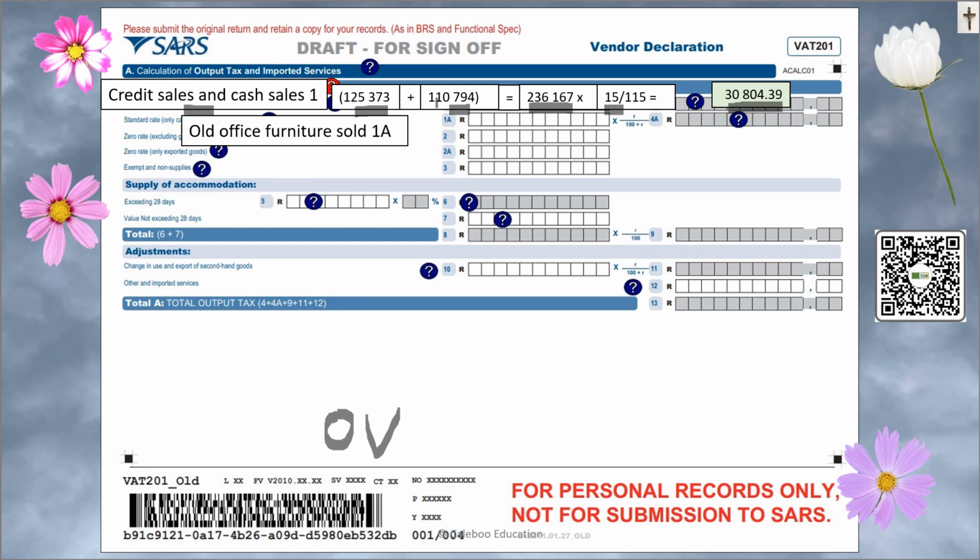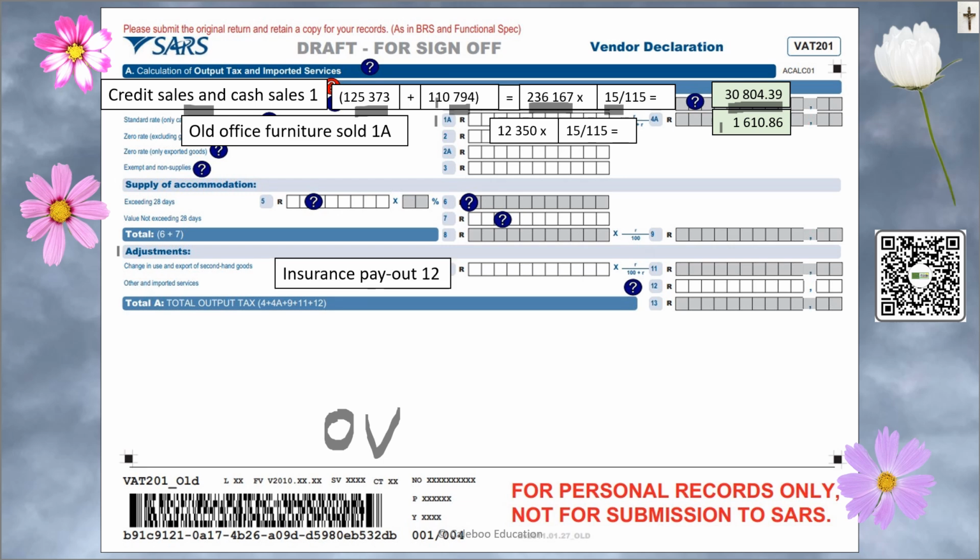There was old office furniture sold. There's output VAT on that sale. It goes into block 1A, and the amount was 12,350 inclusive of VAT. I multiply by the VAT fraction and I get 1,610.86.